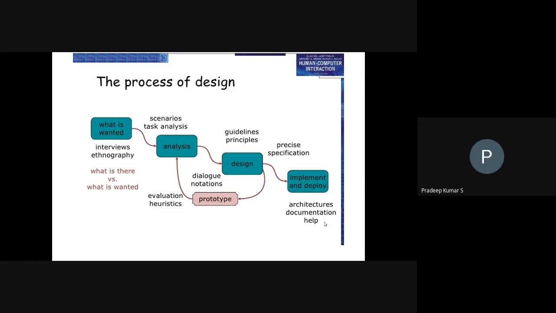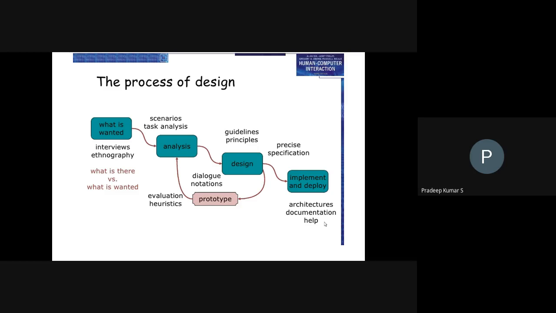Next one is the analysis. Here the results from the observation and interview need to be ordered in some way to bring out the key issues and communicate them to the later stages of design. That is the task analysis. From the discussion of the interview, we first find what the key issues are, and what factors we have to take into account. That is the analysis.